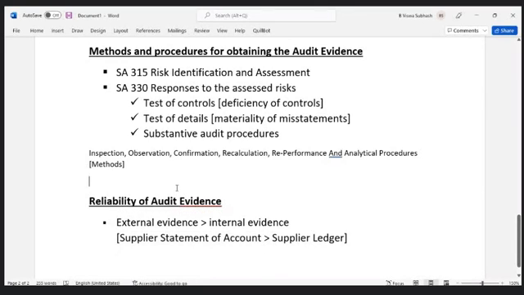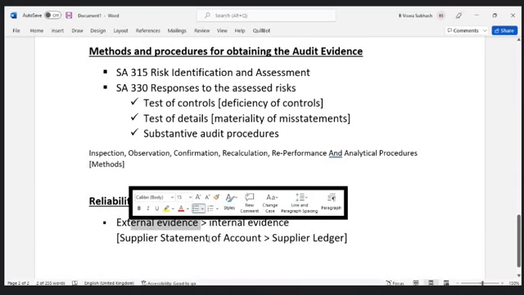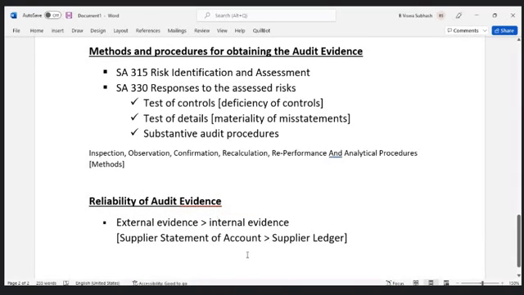So this standard particularly says external evidence is more reliable than the internal evidence, because internally people can do any fraud or anything around it. But when you have external evidence, it is giving you a higher affirmation that this is what is the number. But it does not mean that the supplier's statement cannot be wrong.